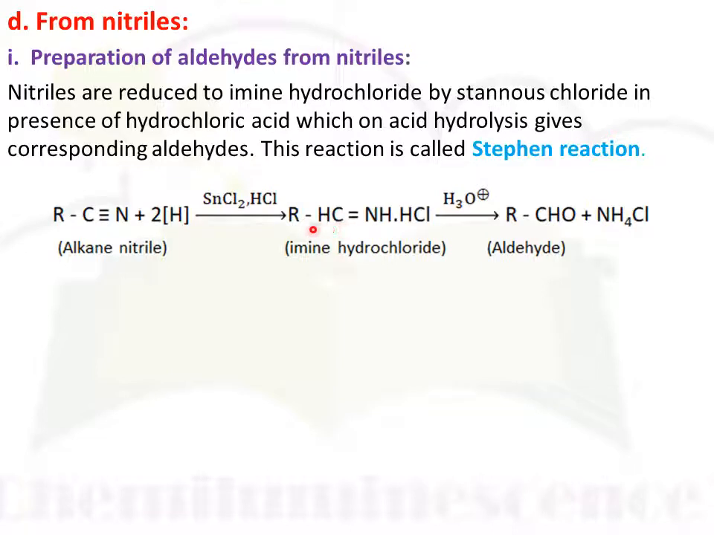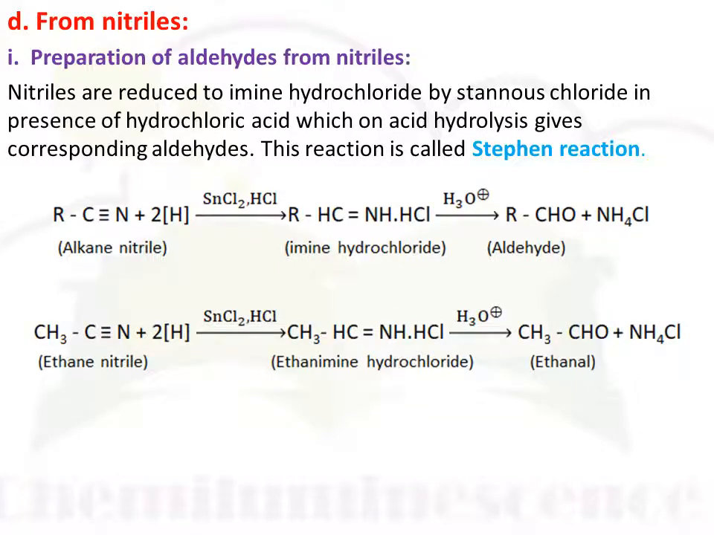If you observe, it is quite simple to remember that only oxygen is added on this carbon, and this part gets removed and forms ammonium chloride. So you have to add only one oxygen on this carbon, and this part becomes the functional group of aldehyde, that is CHO. The R part may be any alkyl or aryl group, and the two hydrogens from the water get combined with this compound and form ammonium chloride as a side product.